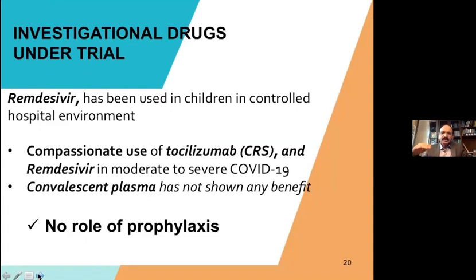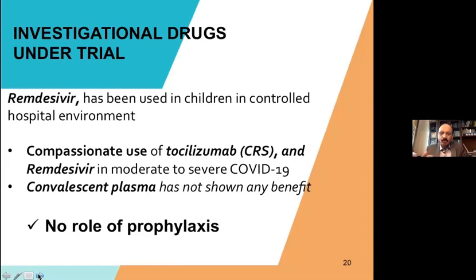There are certain drugs which are often talked about, and I think it's important to mention to you that remdesivir has been used in children in controlled hospital environments worldwide. And I think compassionate use of remdesivir and tocilizumab is allowed in certain settings as long as they are not used by a general practitioner or a pediatrician at home or in a setting which is not really geared to look after children with COVID-19.